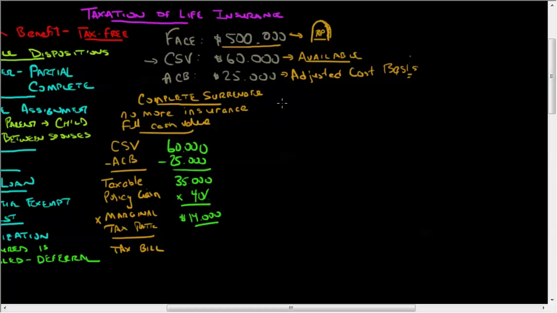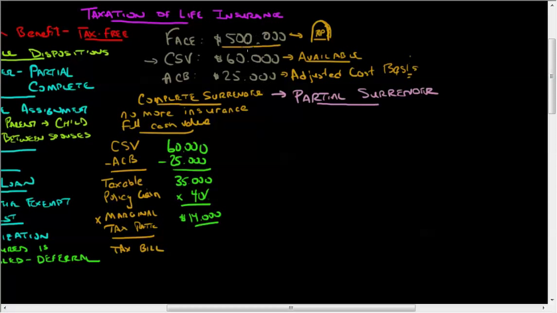So we're going to look now at the partial surrender of a life insurance policy. In a complete surrender, you are walking away from the contract. You say, I don't want that life insurance anymore. But in a partial surrender, you're only reducing all the components of this life insurance policy.